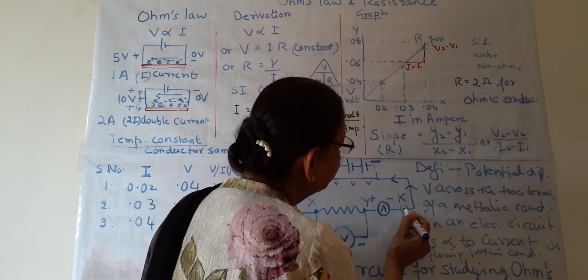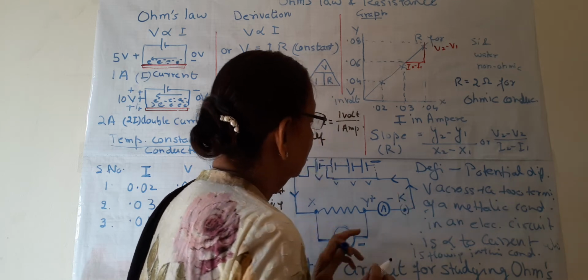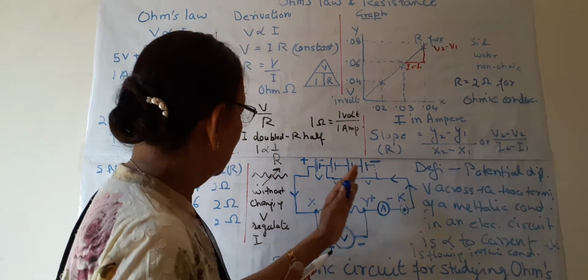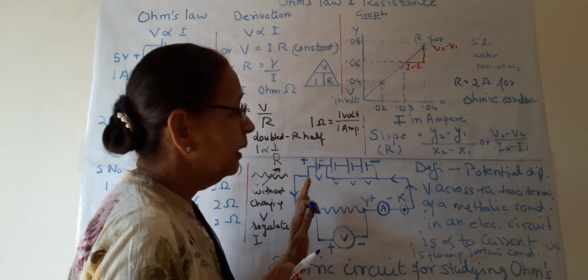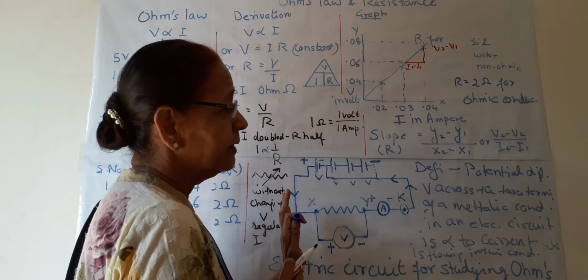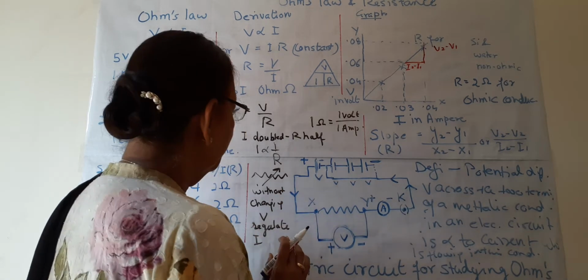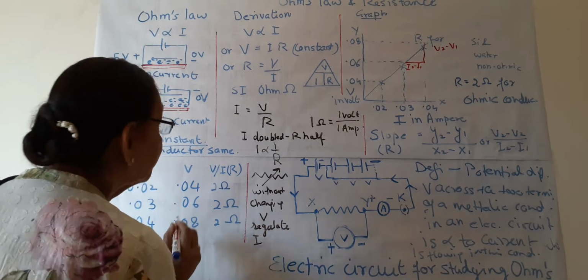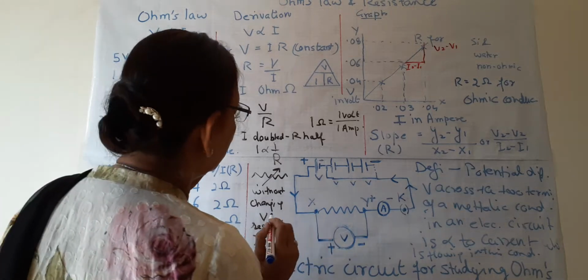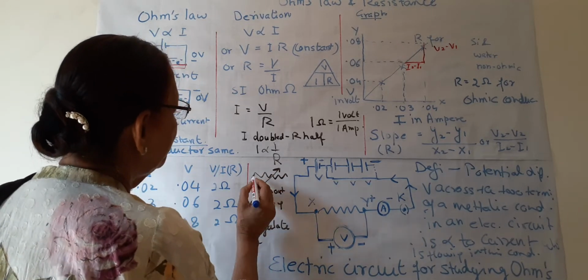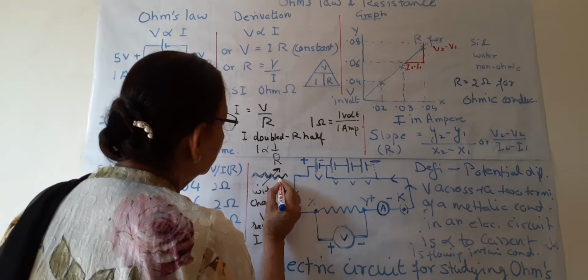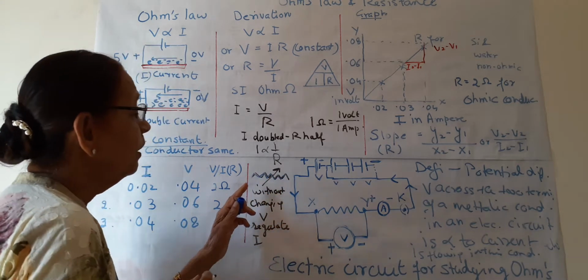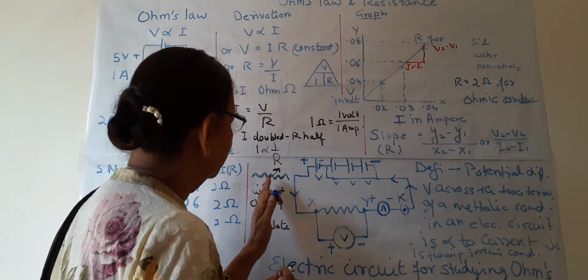So it is closed like this. So this is the circuit. These are all the components of this electric circuit, and one more component is there, that is known as a rheostat. This component is known as a rheostat or variable resistance.